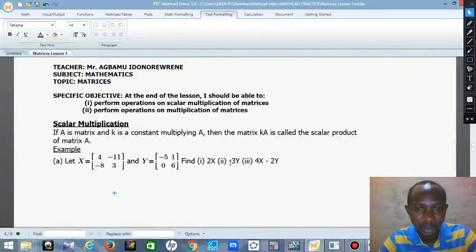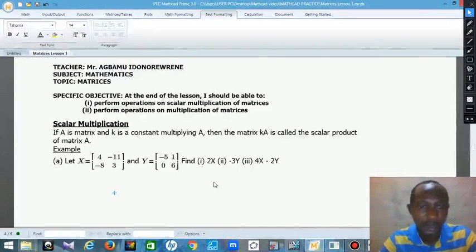The same thing with the second question here. It says minus 3 times Y. So minus 3 is going to multiply this matrix Y. Then the same thing here. Now that you already know how to add matrices, subtract matrices, multiply matrices, you can do this third one, which is 4X. 4 is a scalar multiplying this matrix X. Then whatever answer you have, you subtract 2 scalar multiplying matrix Y. That's all we are going to do in this particular scalar multiplication.